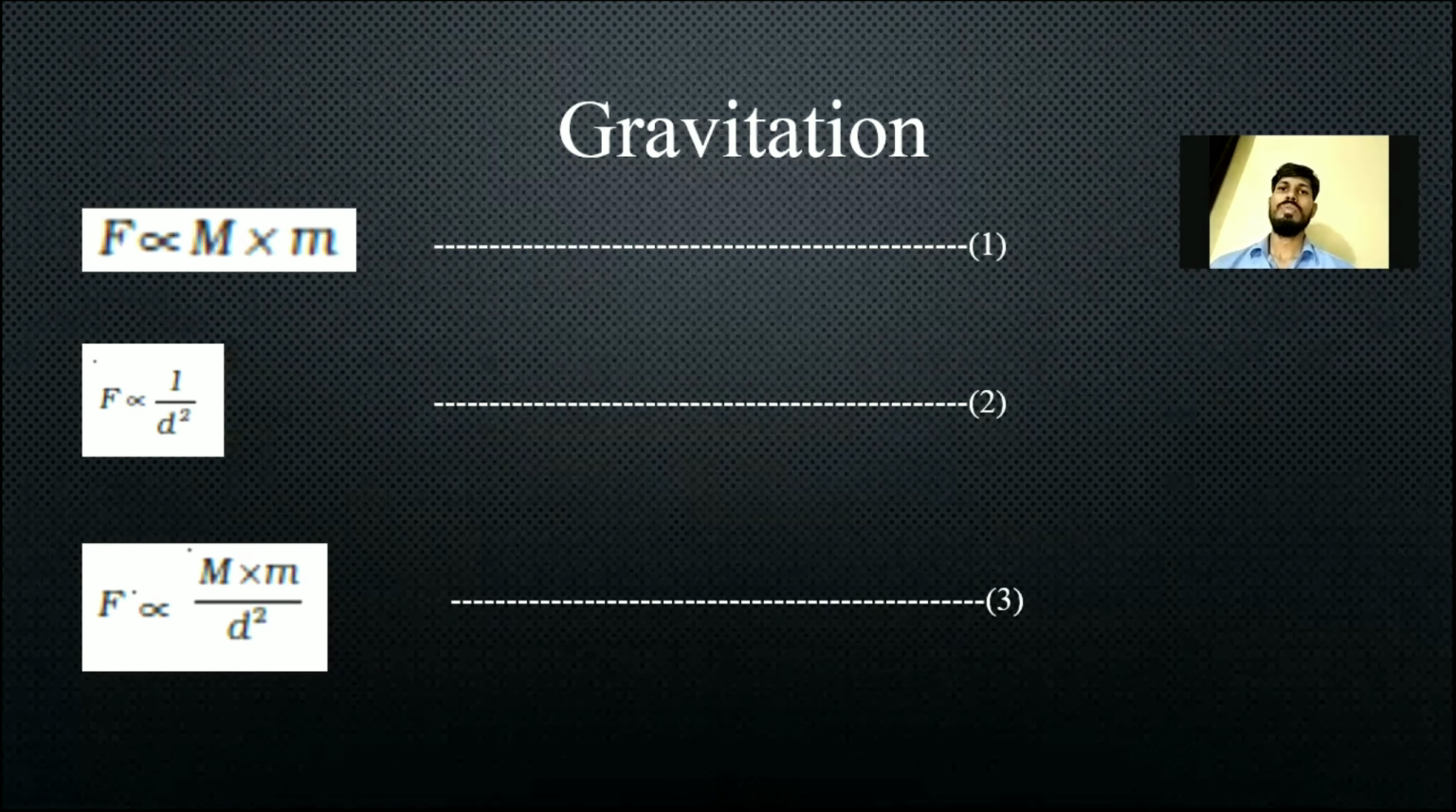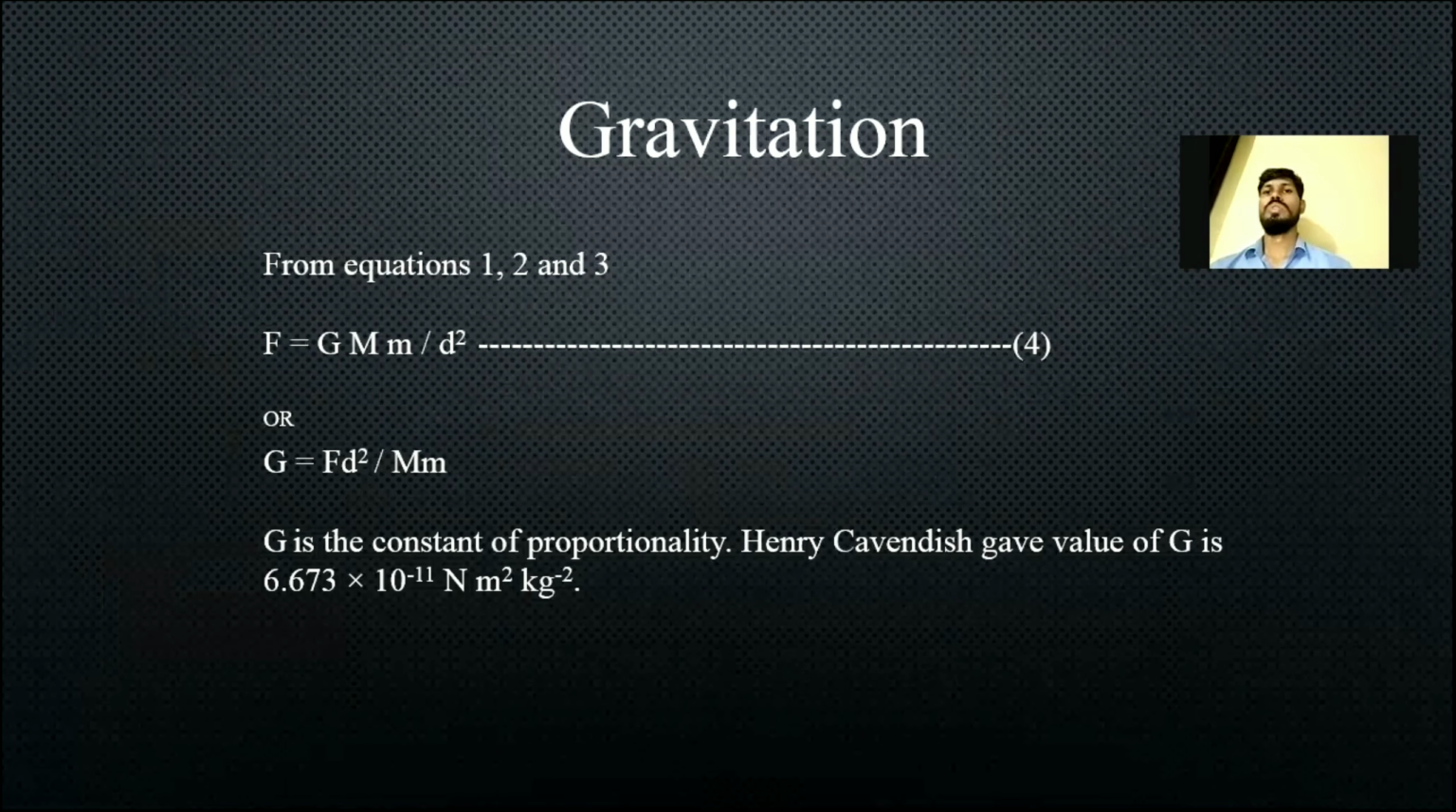By combining these two equations, we get equation 3: force is proportional to capital M into small m divided by d square, that is, the product of two masses divided by the square of the distance between them. By putting the proportionality constant capital G, we get equation 4 from equations 1, 2, and 3: F equals G M m divided by d square. Or, to find the constant of gravitation, G equals F d square divided by M m, where the value of G, given by the scientist Henry Cavendish, is 6.673 times 10 to the power minus 11 Newton meter square per kg square.